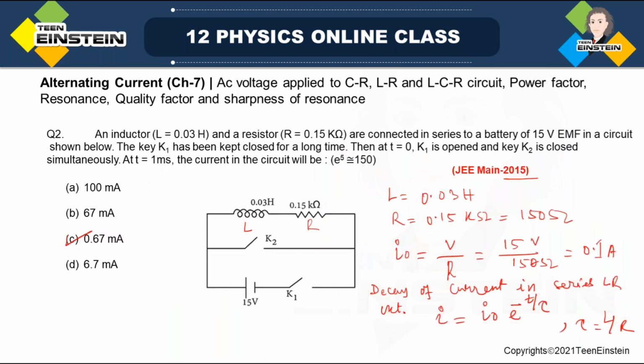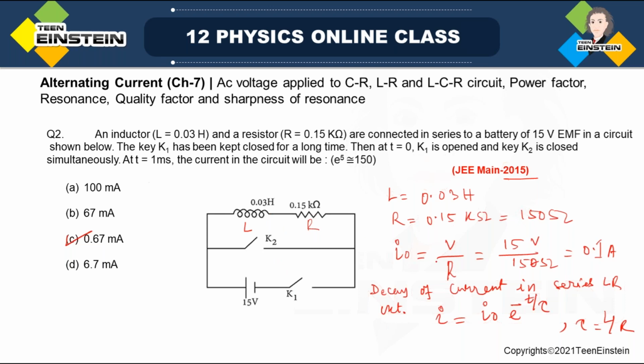I hope you have understood this. So initially, when K1 was kept closed for a long time, only the resistor offers resistance, not the inductor coil, because it acts as a conducting path for DC.